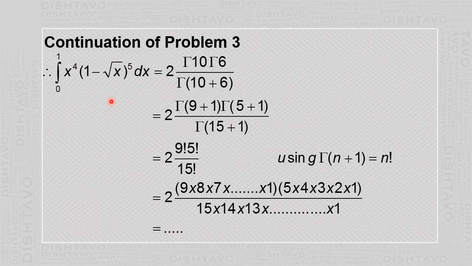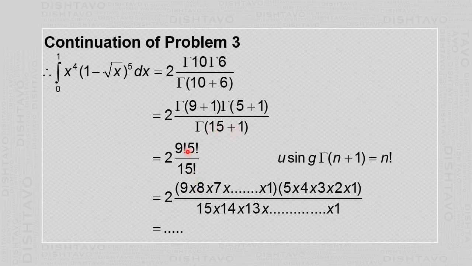Now, in order to use the property of the gamma function that gamma of n plus 1 equal to n factorial, we write gamma of 10 as gamma of 9 plus 1, gamma of 6 as gamma of 5 plus 1 and gamma of 16 as gamma of 15 plus 1. And gamma of 9 plus 1 is nothing but 9 factorial, gamma of 5 plus 1 is 5 factorial and gamma of 15 plus 1 is 15 factorial.